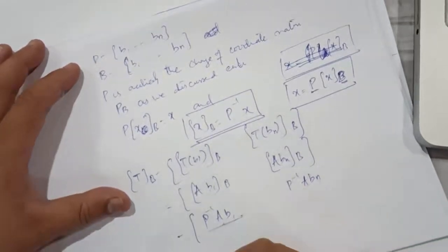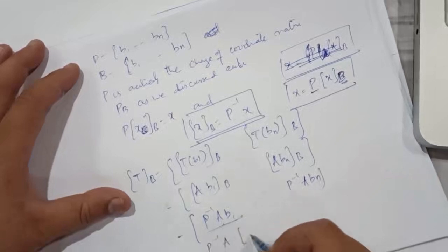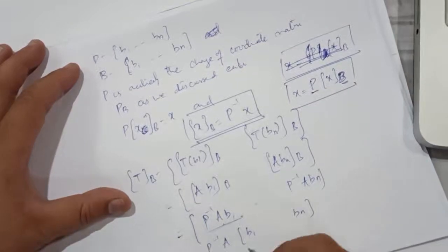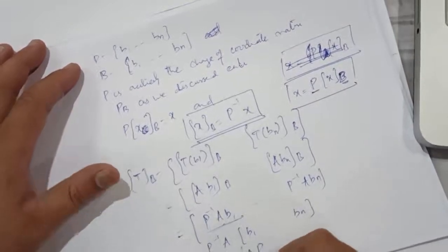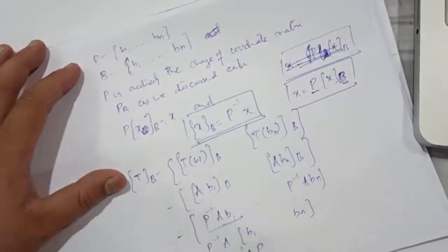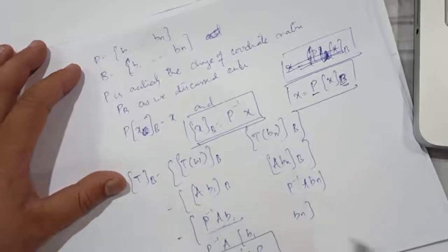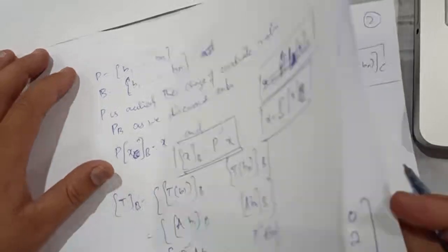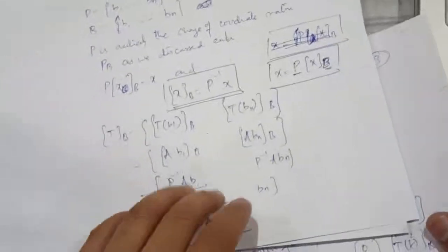Now this can be written as P inverse A, you can take it out common, which is B1 up to Bn, and this becomes P inverse A times P. So the transformation matrix for B can be written like that, right? Now, I think I should get this out here.